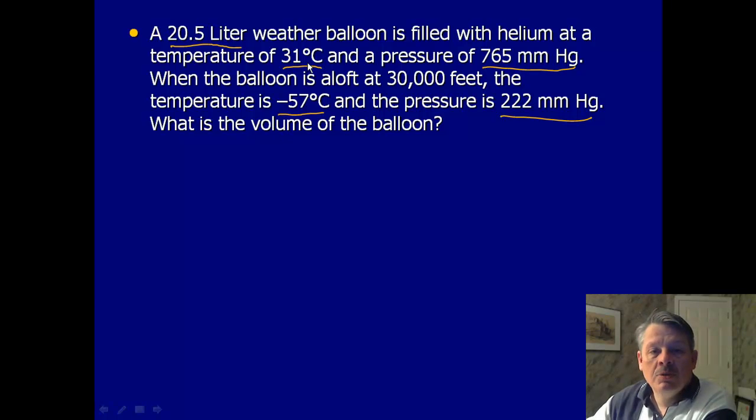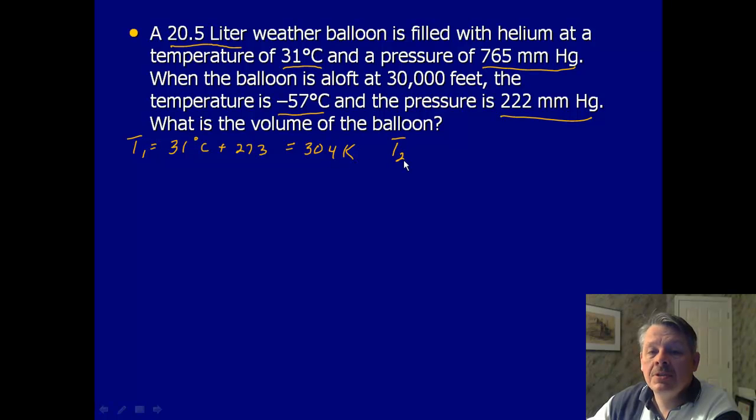Now, we have both temperatures in Celsius. Those have to convert to Kelvin. We have volume in liters, and it doesn't specify what the volume is at the end, so we're going to use liters for that. And our pressure is still in millimeters of mercury in both cases, so we don't have to worry about that. Let's start with temperature. Our first temperature is 31 degrees Celsius, and I have to add 273 to that. That gives me 304 Kelvin.